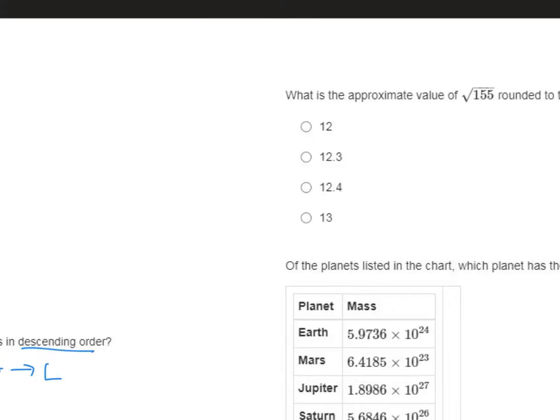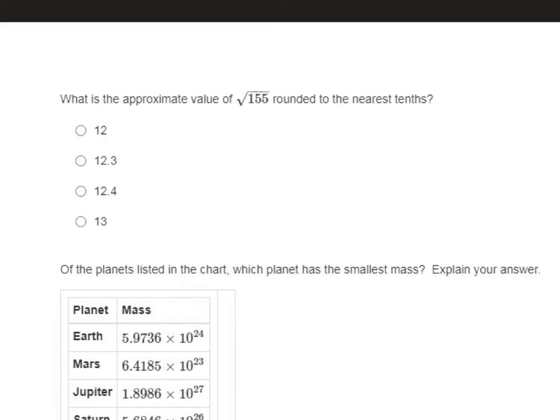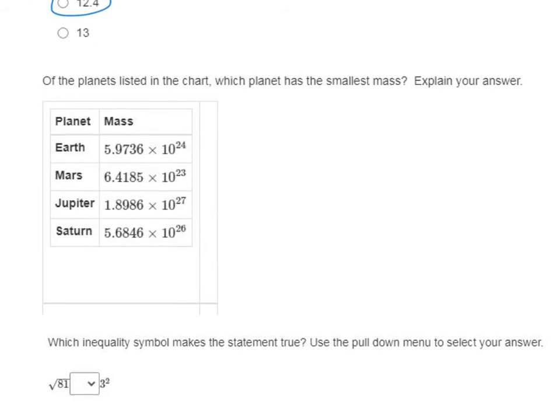Next problem. Okay, again, what is the approximate value of the square root of 155 rounded to the hundredths place? Well, pull out the calculator, type in square root of 155. When you do that, it will give you 12.449. I always like to write out 3 numbers just in case I have to go to the hundredths place, but it says to the nearest tenths. Well, the 4 right here says to leave that first 4 as a 4. So your answer was 12.4. That is it.